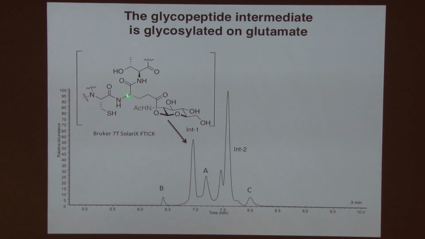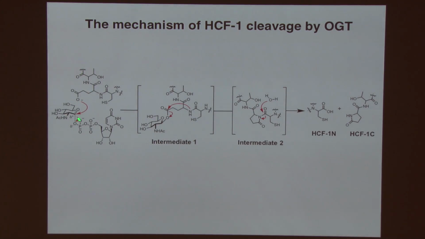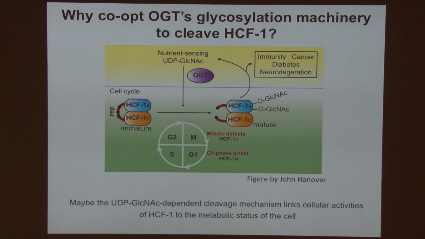And then the second intermediate is an internal pyroglutamate, we think, which forms as a result of attack of this amide bond onto this carbonyl, getting rid of the sugar. And so here's our mechanism. The glutamate comes in and attacks. We form intermediate 1. We then form our internal pyroglutamate, and those hydrolyze. In fact, they're known to spontaneously hydrolyze to give you cleavage products. And so that is how we think this is catalyzing cleavage of HCF1.